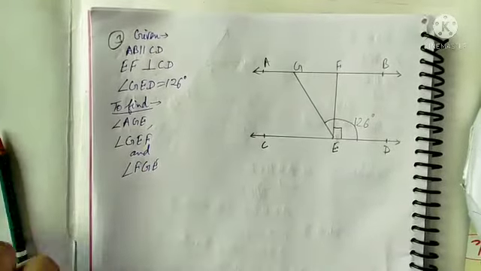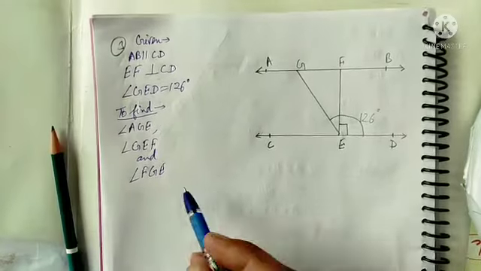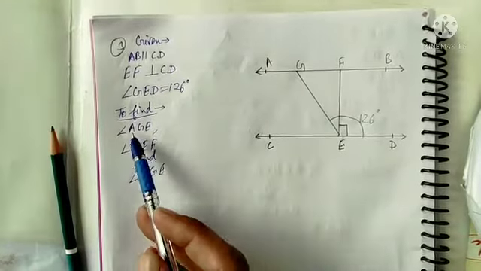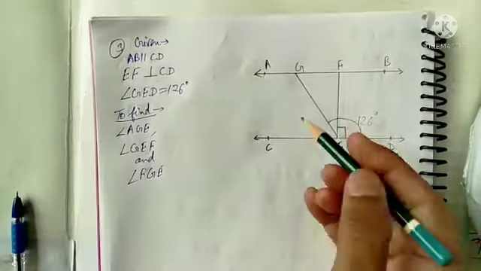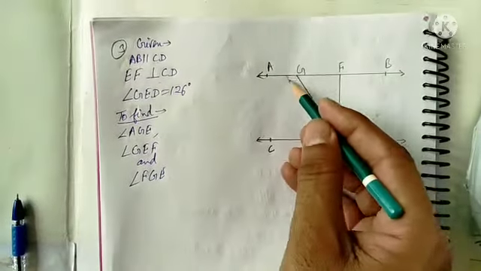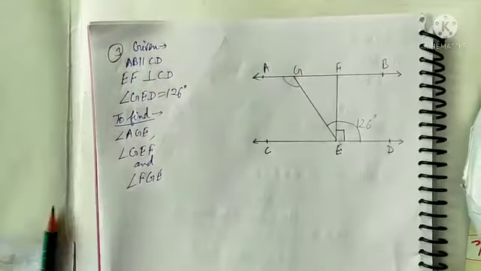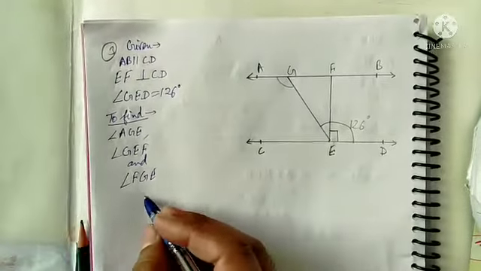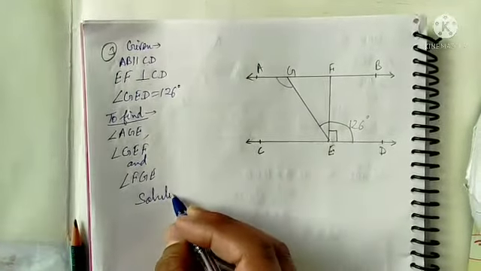So students, we should do this question very easily. You know that angle we want to find out is angle AGE. AGE means which angle? This angle we want to find out. So it is so simple. How? See. Solution.